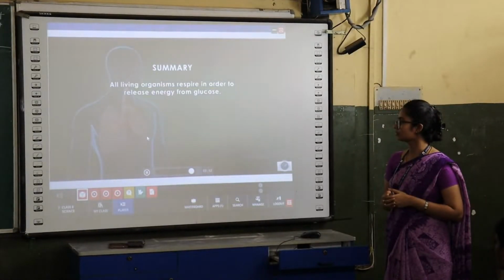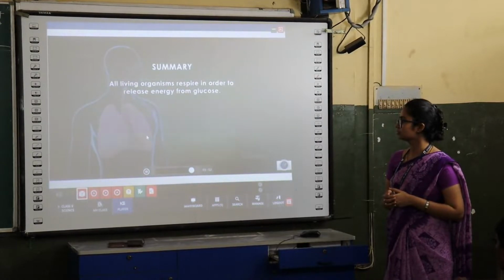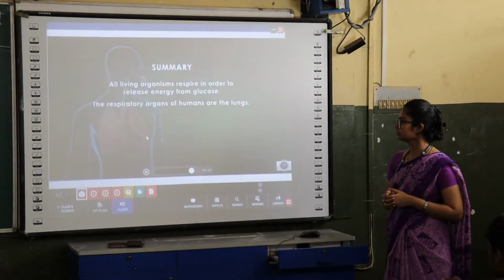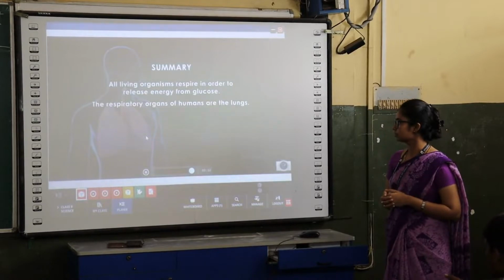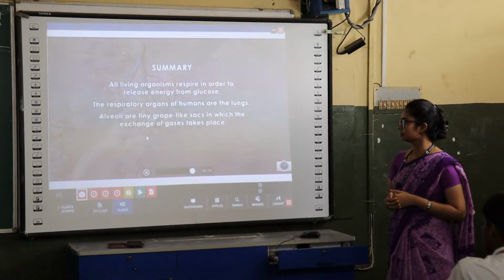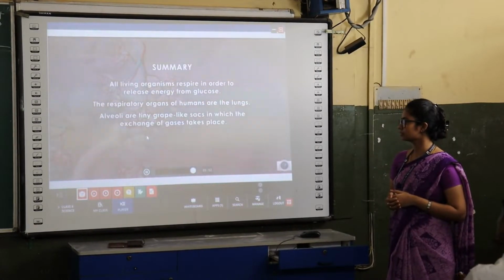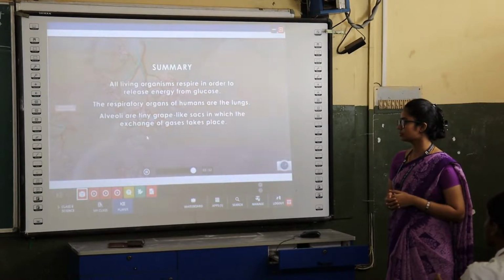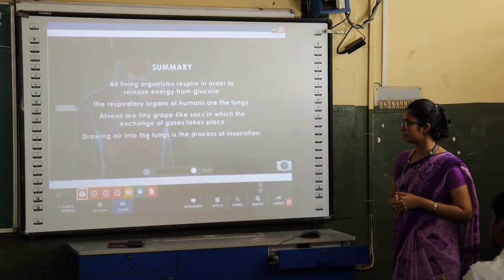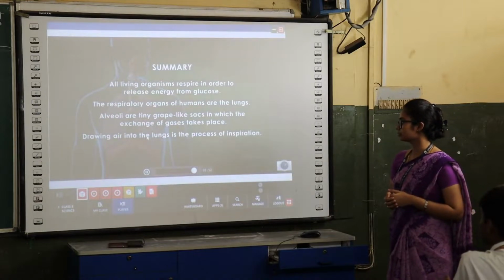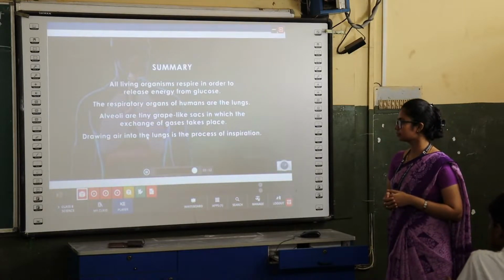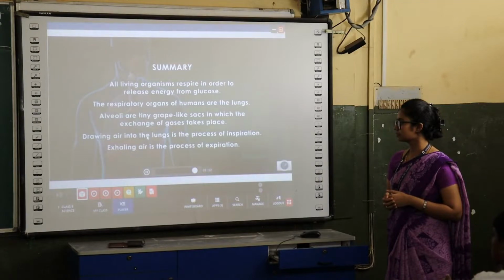Summary. All living organisms respire in order to release energy from glucose. The respiratory organs of humans are the lungs. Alveoli are tiny grape-like sacs in which the exchange of gases takes place. Drawing air into lungs is the process of inspiration. Exhaling air is the process of expiration.